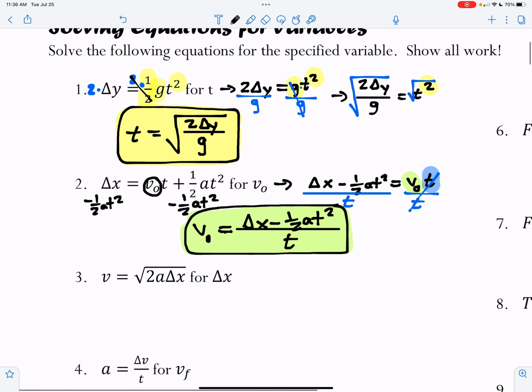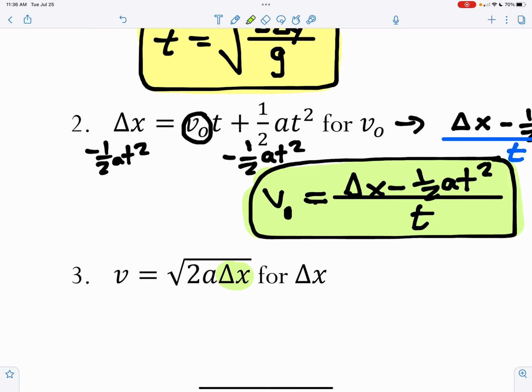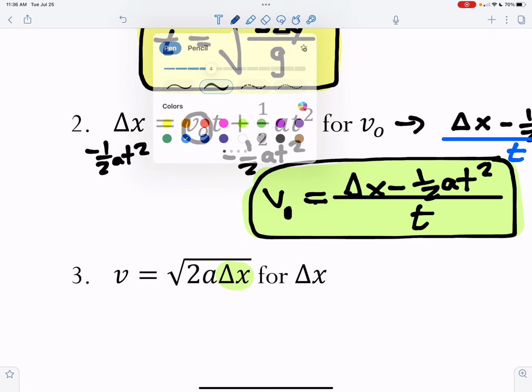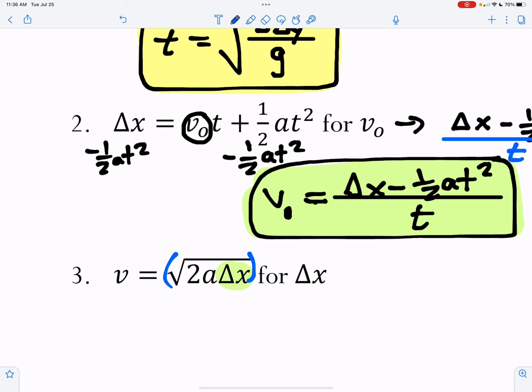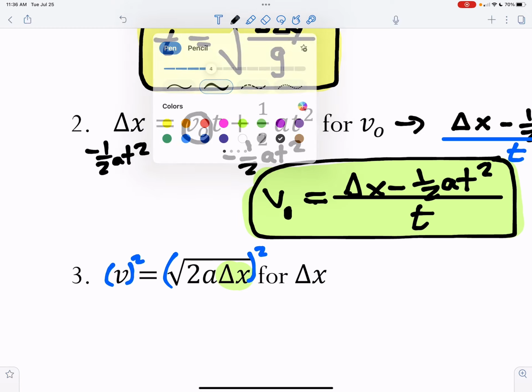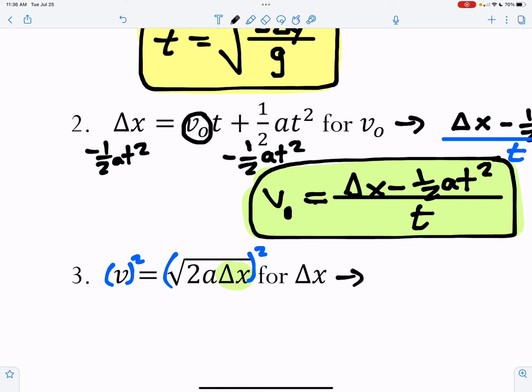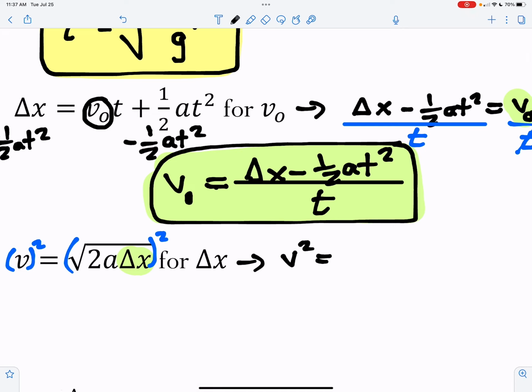Number 3, we have v equals the square root of 2 times a times delta x, but you're solving it for delta x. Now, the first thing I'm thinking is that delta x is trapped under a radical, so the first step I might do would be get rid of the radical. Well, the opposite of square root is to square both sides. So let's actually begin by doing that. If I square the left, I get v squared. If I square the right, it just simply gets rid of the radical.